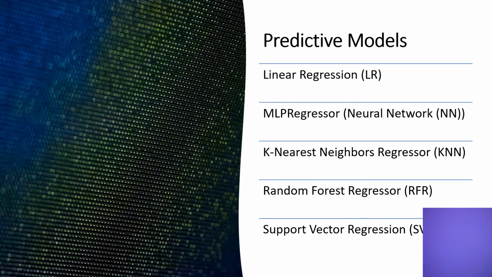Linear regression is used for identifying the relationships between variables and forecasting a target variable. The neural network model identifies complex patterns in the data set by using hidden layers and nonlinear activation functions. The k-nearest neighbor regressor is a supervised learning algorithm for regression that predicts the correct class. And the random forest regressor is an ensemble method for regression that functions by constructing several decision trees. And the support vector regression is a supervised learning algorithm used in regression analysis.